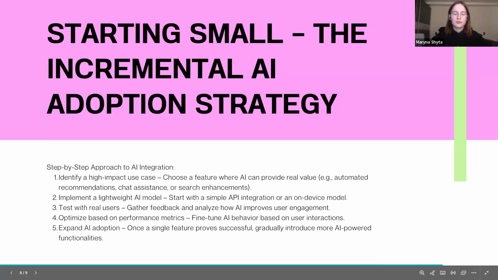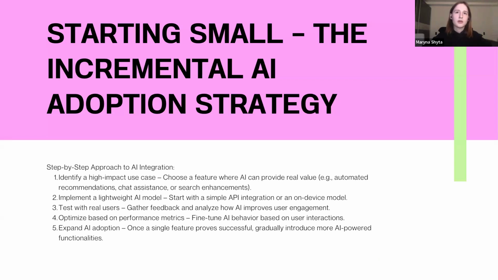So, starting small: the incremental adoption strategy. One of the best ways to integrate AI without disrupting all existing systems is to start small and scale gradually. Like, instead of rolling out AI across the entire platform, begin with a simple AI-powered feature and measure the impact.